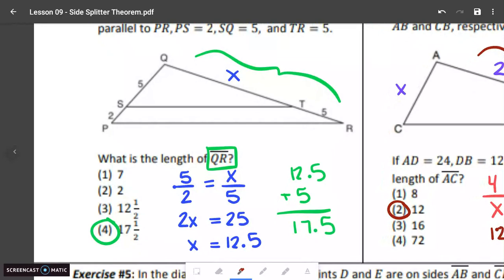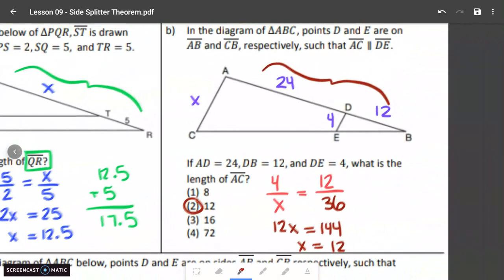The Regents is full of questions like this that have tricks that we have to watch out for. So when setting this up, you could have also done it as maybe 7 over 2 and x over 5. That will work too. So you could have done it that way.